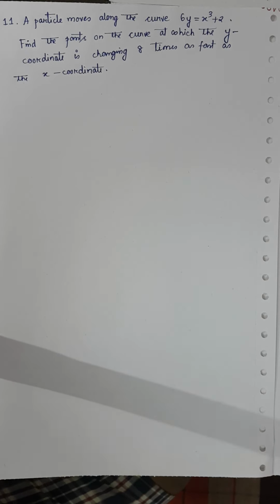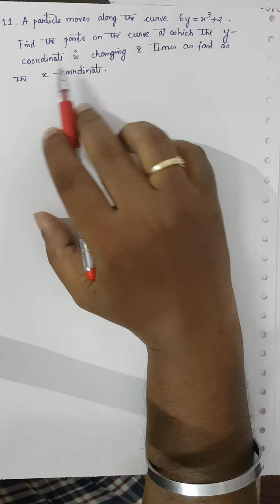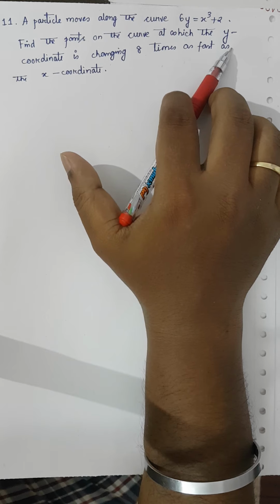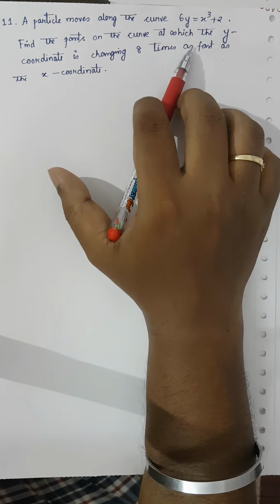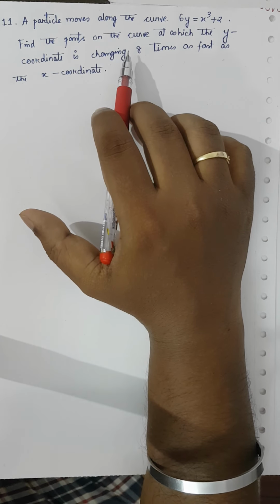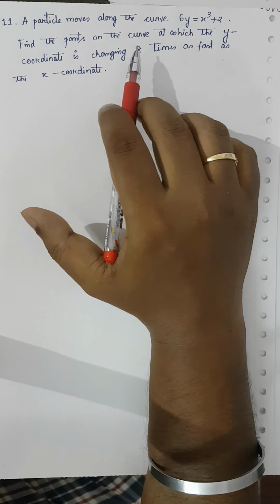Question number 11. A particle moves along the curve 6y is equal to x cube plus 2. Find the points on the curve at which the y coordinate is changing 8 times as fast as the x coordinate. But you are not given the change of y coordinate with respect to what. So we will assume that the change of y coordinate or x coordinate is measured with respect to time.